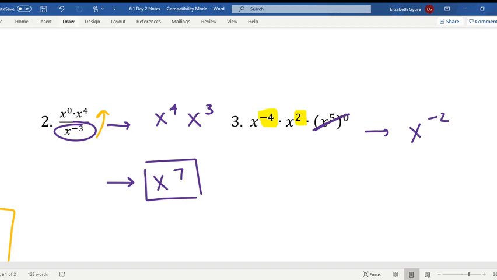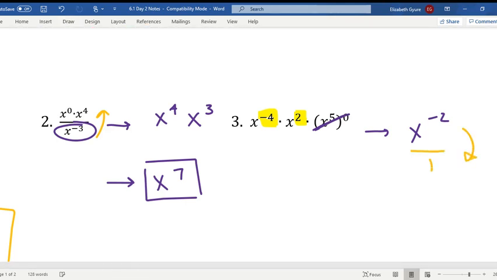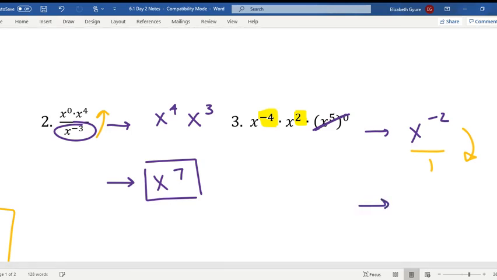Yes, we're going to turn this into a fraction, and we're going to move it to the bottom. We're basically going to flip our fraction around, right? So the 1's going to come to the top, and the x to the negative 2 is going to go to the bottom and become a what? A positive 2, good. So we'll have 1 over x squared.